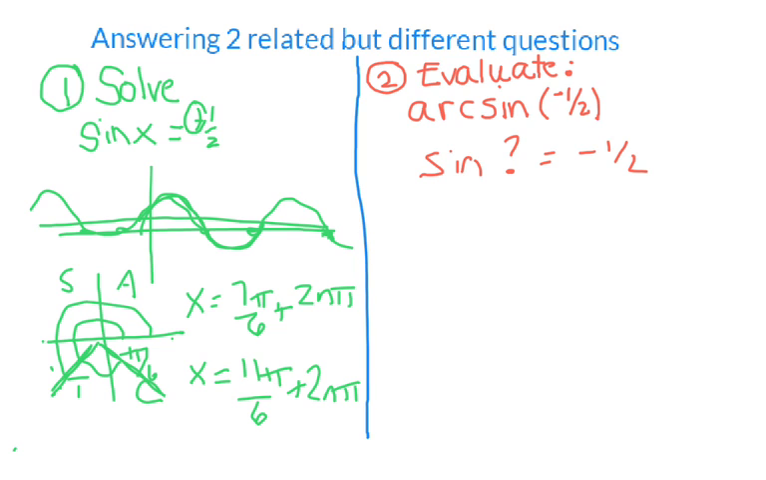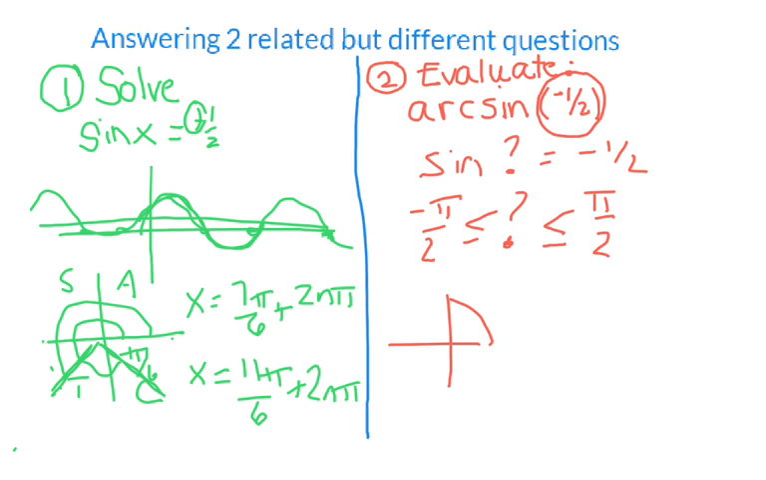And so what we need to do is find sine of what equals negative a half, but the what, the angle, must be between pi over 2 and negative pi over 2. Why? Because that is the way we defined it. Arcsine is defined as having input value between negative 1 and 1, and an output value between negative pi over 2 and pi over 2. So we are looking now between negative pi over 2 and pi over 2.